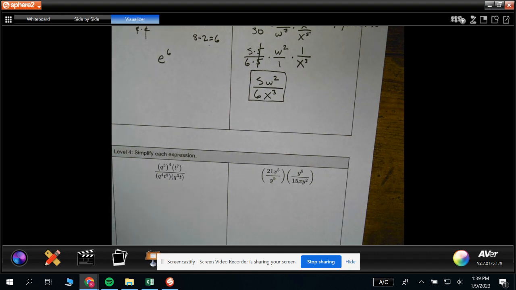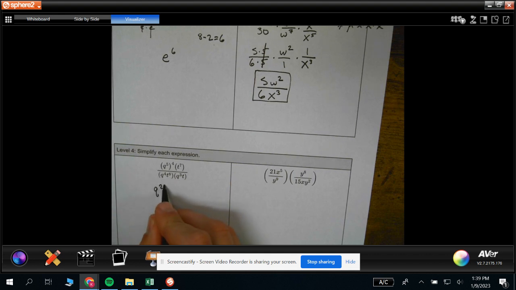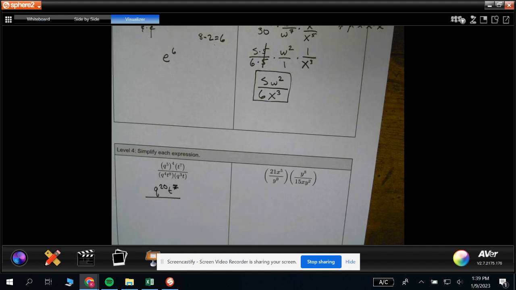So on this last one, first thing I'm going to do, I'm going to try to simplify this top part up here. Q to the 5th to the 4th power. I see power properties, so now I'm going to multiply those two. So that gives me Q to the 20th over T to the 7th. Oops, that's a 7.